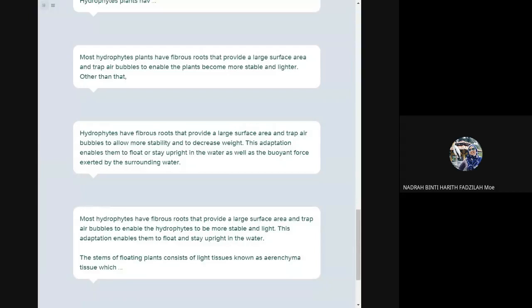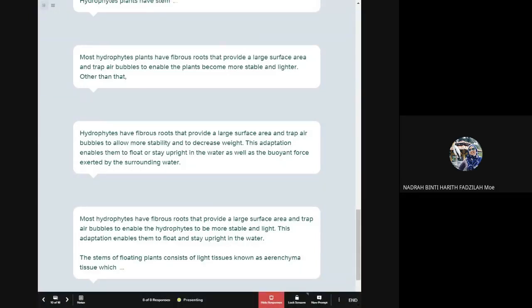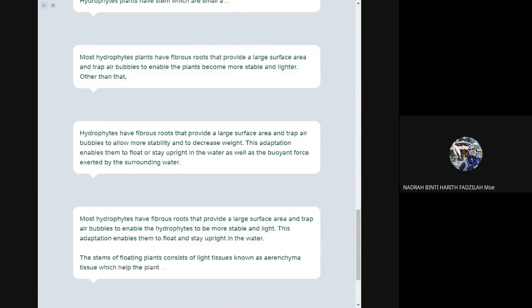Okay, pada masa yang sama, fibrous root ni juga, macam kamu sebut, trap air bubbles to enable them to become lighter and of course lah, lighter, stabler and can float on the surface of water. Very good, saya setuju. Okay. So ada 3 karakteristik kat situ kan. Ada 3 explanation untuk karakteristik. Fibrous root, provide large surface area, trap air bubbles to become more stable and lighter.